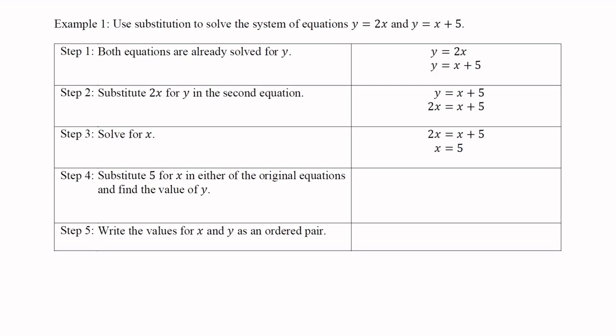Now that I have x equals 5, I'm going to go back and substitute my value for x into one of the two equations. So I'm going to do it in the first one. Put 5 in place of x, and then solve. 2 times 5 gives us 10. So our x value is 5, our y value is 10, so our solution is the ordered pair (5, 10).